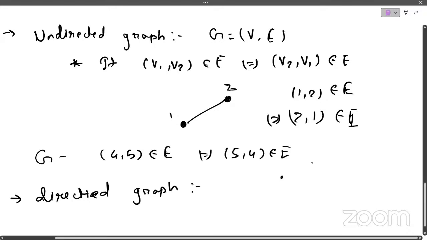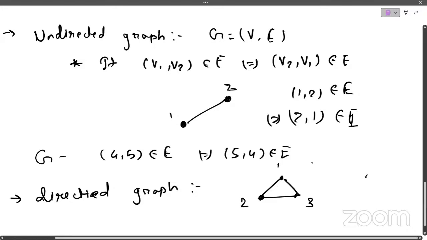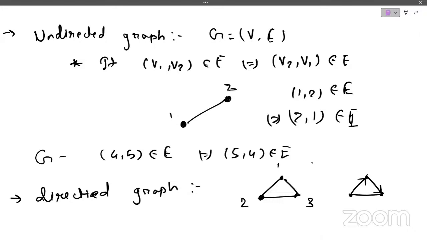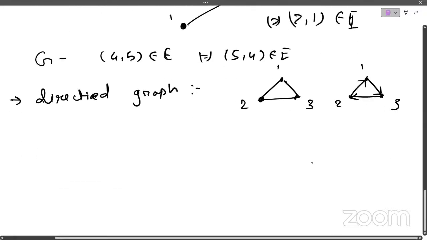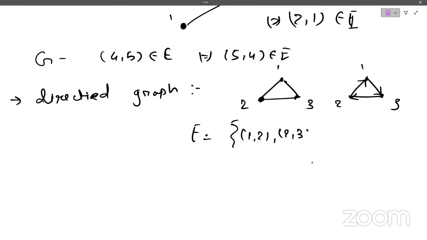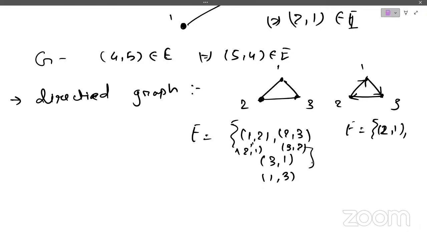For example, here I have two graphs. This is my first graph, 1, 2, 3. And similarly, this is a basic difference between directed graph and undirected graph. So here the set of edges is nothing but 1 comma 2, 2 comma 3, 3 comma 1. And it is understandable that 2 comma 1 is also there, 3 comma 2 is also there, and 1 comma 3 is also there. And here the set of edges is precisely 2 comma 1, 1 comma 3, and 3 comma 2.